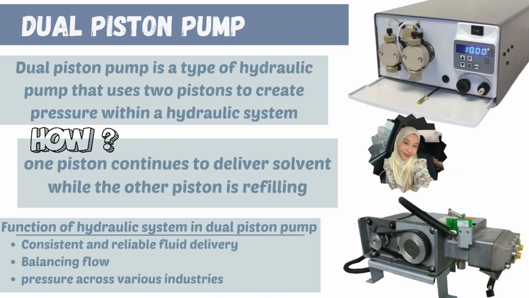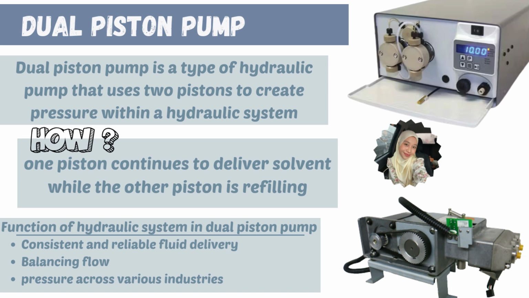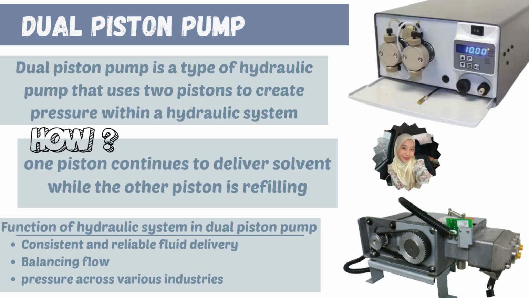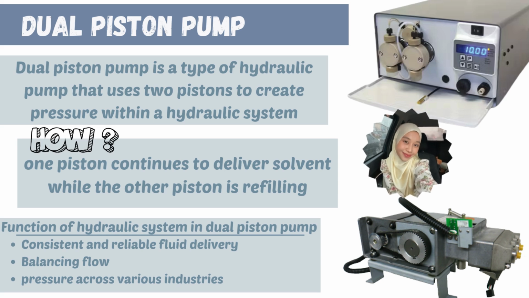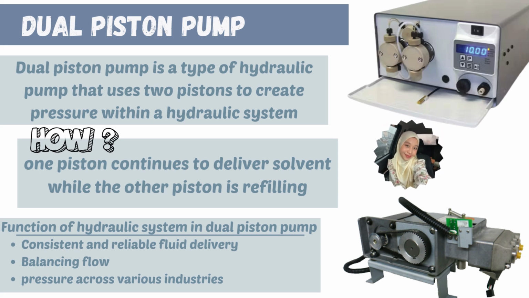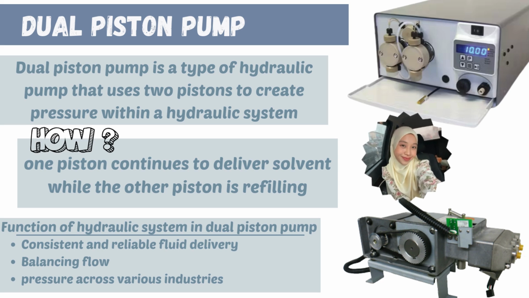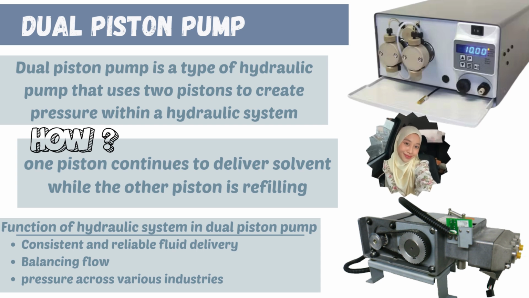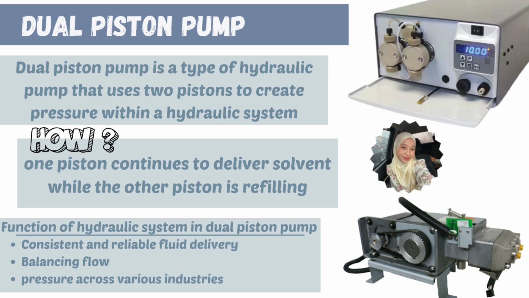So, what is dual piston pump? So, dual piston pump is a type of hydraulic pump that uses 2 pistons to create pressure within a hydraulic system. Hydraulic pump is a mechanical source of power that converts mechanical power into hydraulic energy, which is used in hydraulic drive systems, and it can be hydrostatic or hydrodynamic.